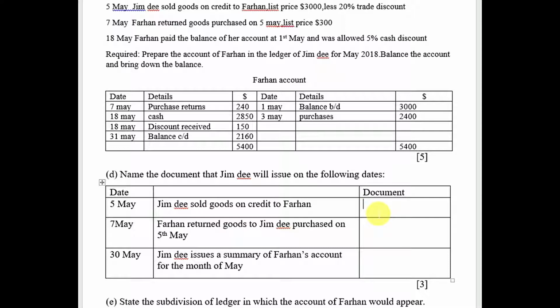Here we are making the documents from the perspective of the seller. So Jim D sold goods on credit to Farhan, so obviously he would be making a sales invoice. Now on 7th May, Farhan returned goods to Jim D purchased on 5th May. Whenever you encounter any such type of source document asked in paper 2, always write credit note. There is no need to think on this.